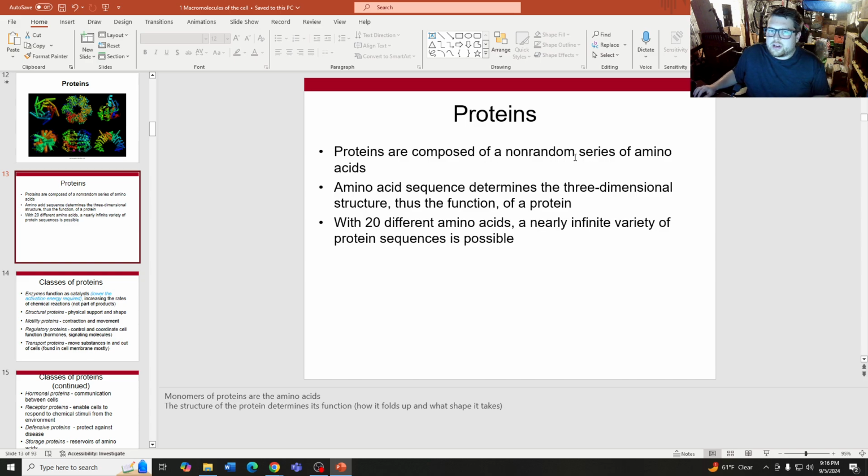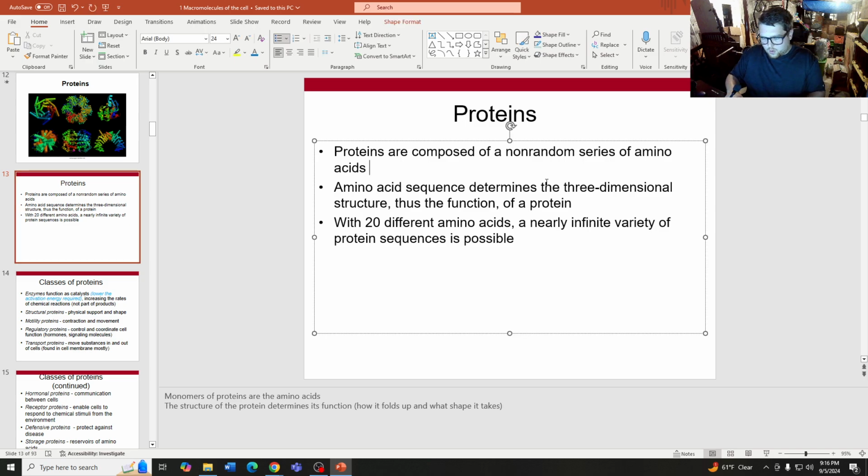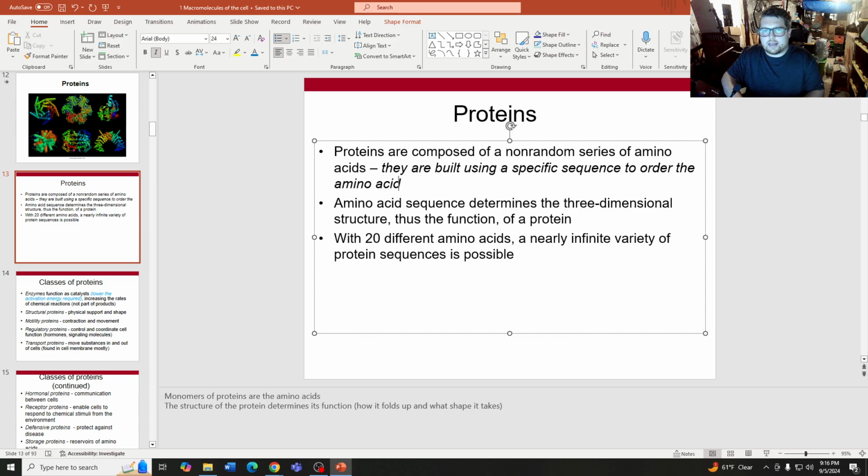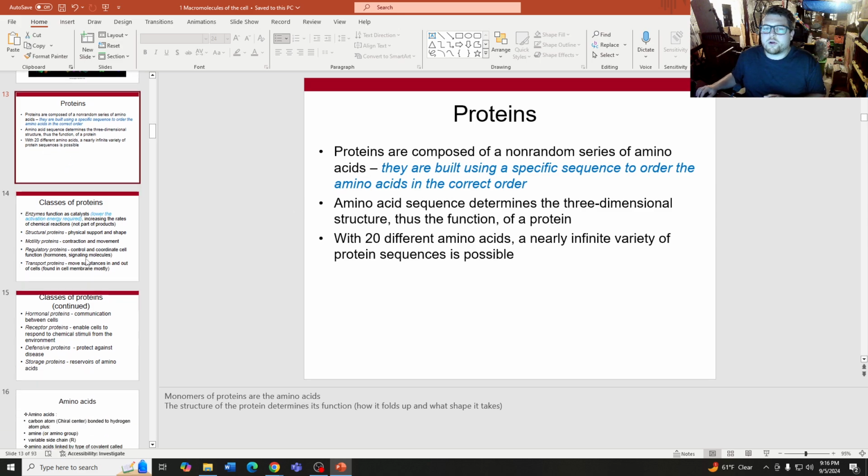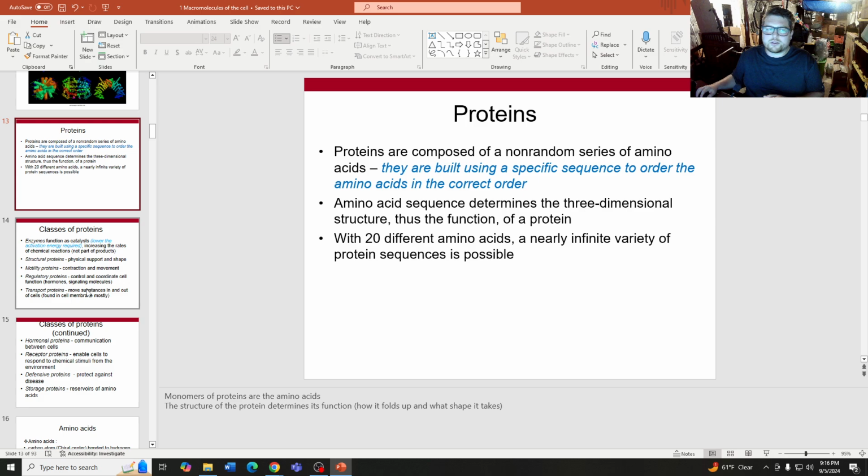Proteins are composed of a non-random series of amino acids, so they are built using a specific sequence to order the amino acids in the correct order. This will make a little bit more sense when we get to more of the protein stuff. Biochemistry and future courses are going to build a lot on this, so you're going to see a lot of this material more than once.